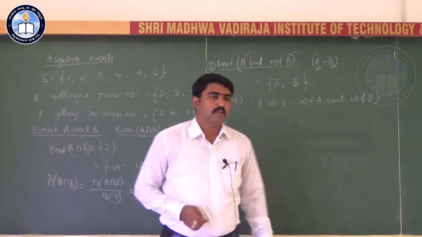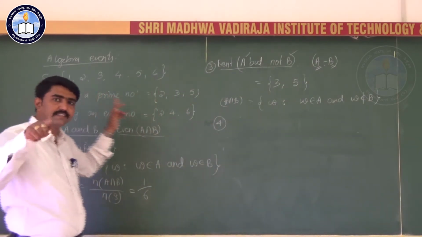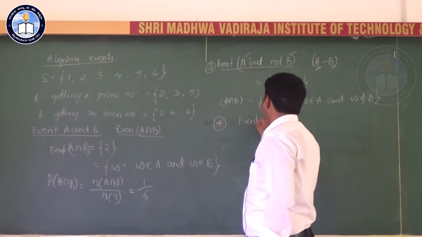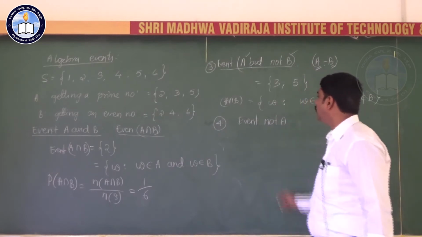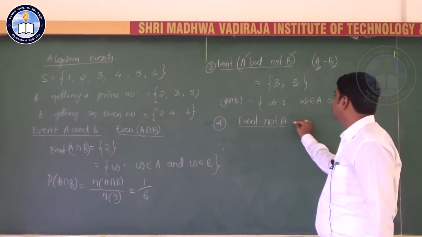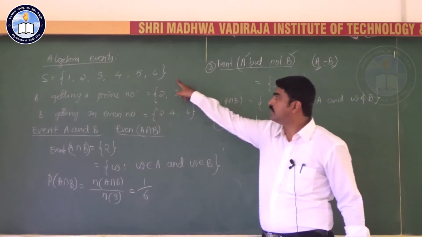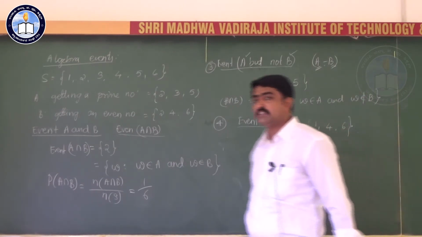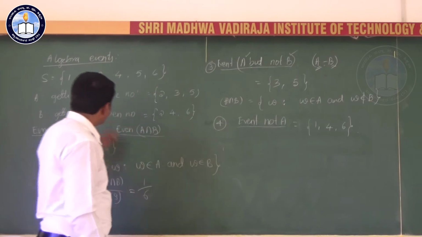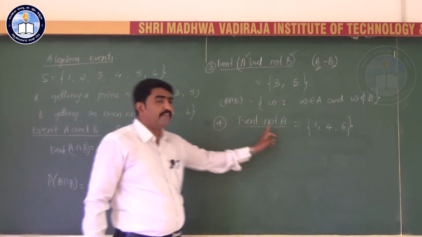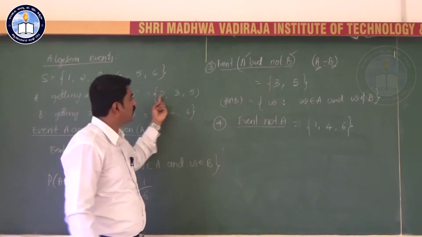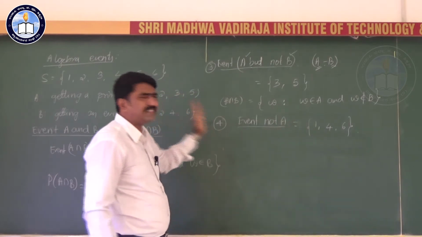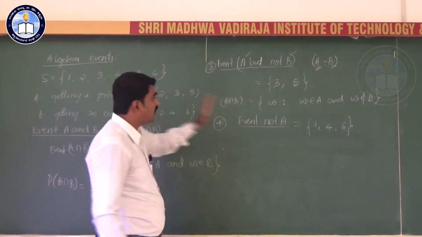For every event A, there exists another event, that is event not A. What is event not A? That is the elements of the sample space which are not there in A, that is 1, 4 and 6. So this is called event not A. One thing you should remember is that event A and event not A are always mutually exclusive. There is no outcome in common, so they are always disjoint sets. So they are always mutually exclusive.